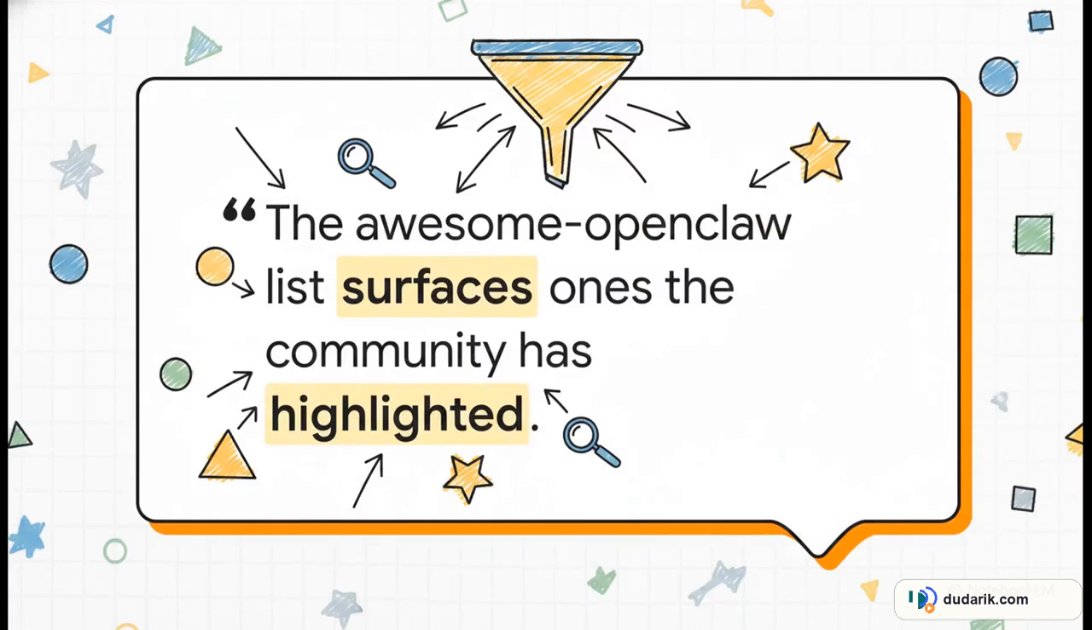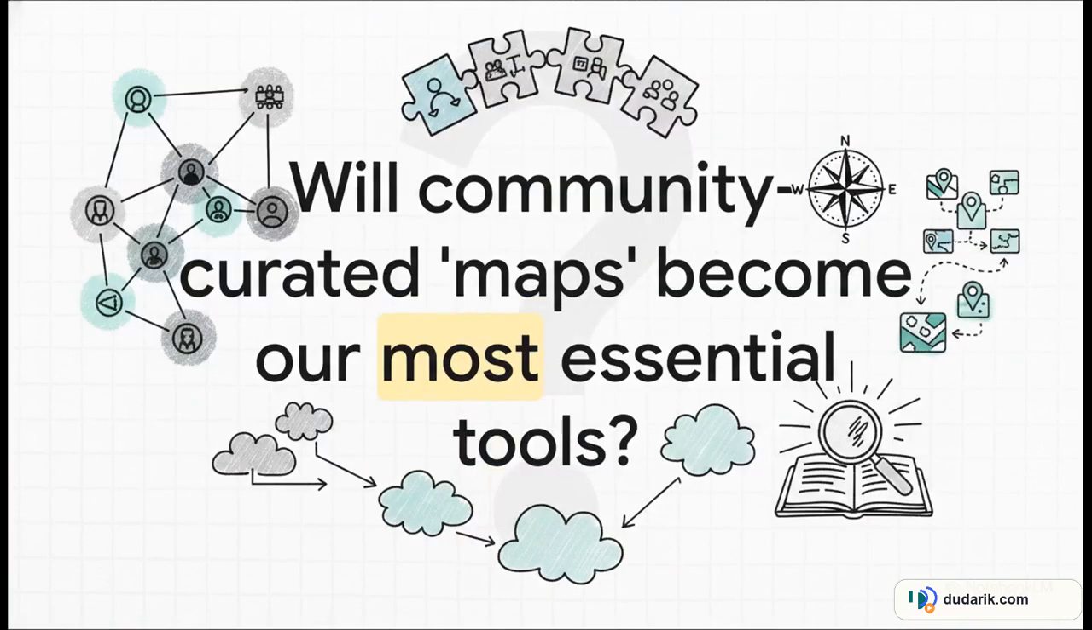This quote really just nails why a guide like this is so valuable. In this massive, fast-growing ecosystem, the awesome OpenClaw list works like a filter. It's curated by the community to help you find the signal in all the noise. It helps you find what's useful, what's powerful, and what's actually important. And that leaves us with one final thing to think about. As AI tools get more open, more powerful, and more decentralized, there's no way the official documentation can cover everything. So will community-curated maps, just like this one, become our most essential tools for navigating the future of technology? It's definitely something to chew on.